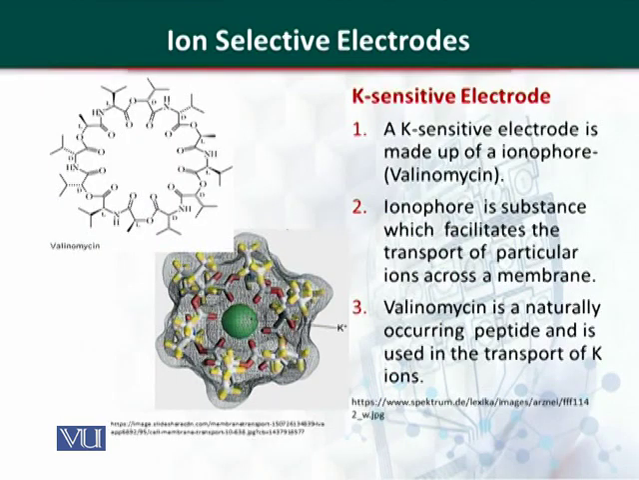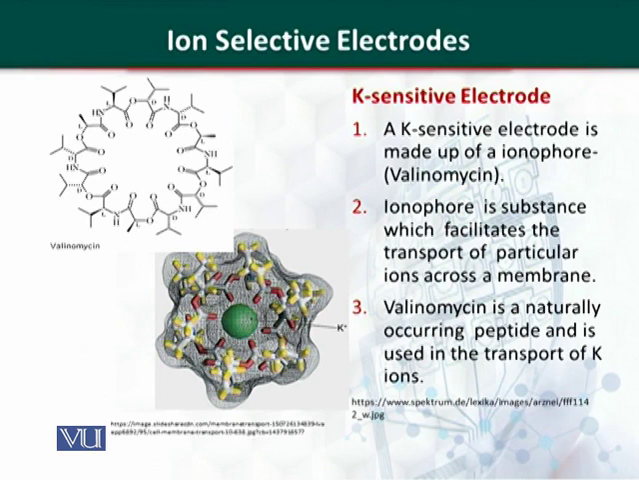The other type of ion selective electrode is the potassium sensitive electrode. This is a very special type of electrode in which we use ionophores. Ionophores are basically compounds which facilitate the movement of certain ions. In this case, valinomycin is used.